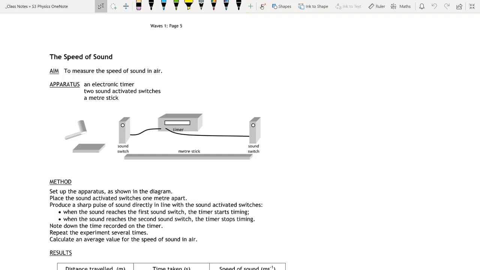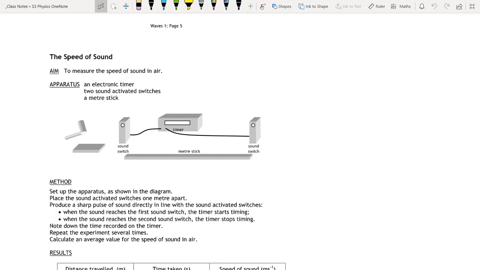It's called a sound switch. It's basically a microphone, and another one over here. At the moment they're a meter apart. I'm going to make a quite sharp sound because it picks up that better, something like this, in front of this first microphone. When that microphone detects the sound, it starts timing. And when this microphone detects the sound, it stops timing.